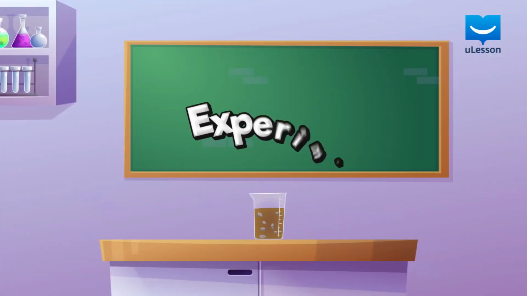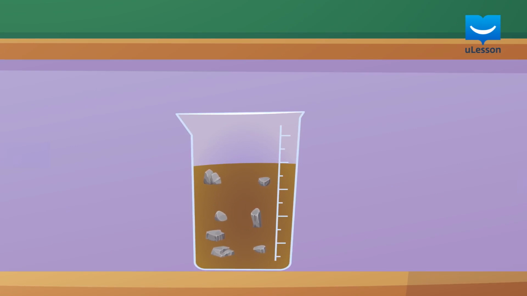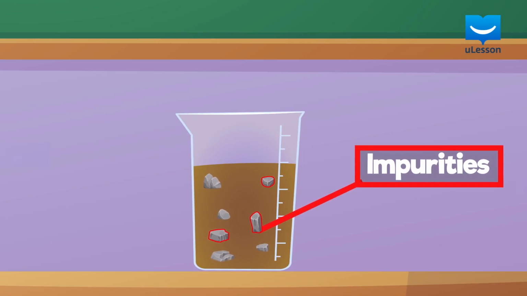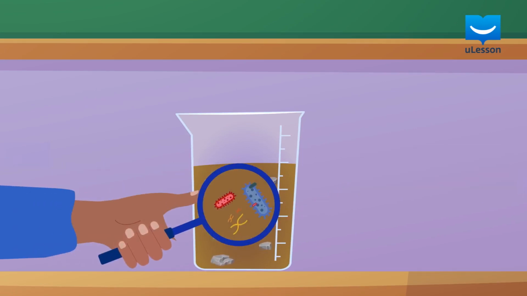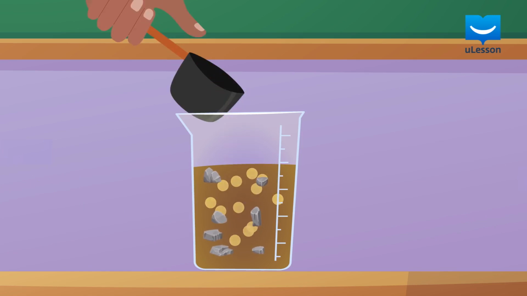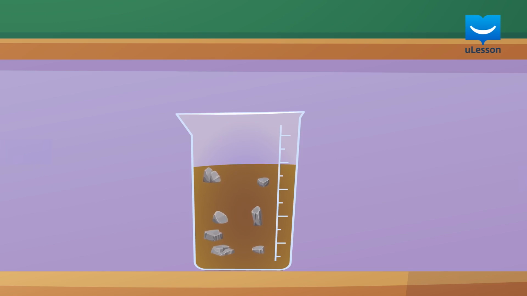Let's carry out a little experiment using this water sample. It contains some impurities. Some of them are visible, while some of them are not, because they are very, very tiny. We can start purifying this water sample by adding a chemical substance known as alum. Alum will cause the small parts of impurities to come together to form a bigger one, making the impurities more visible.